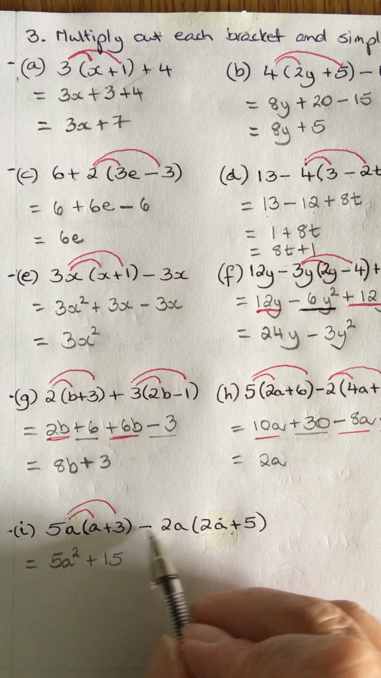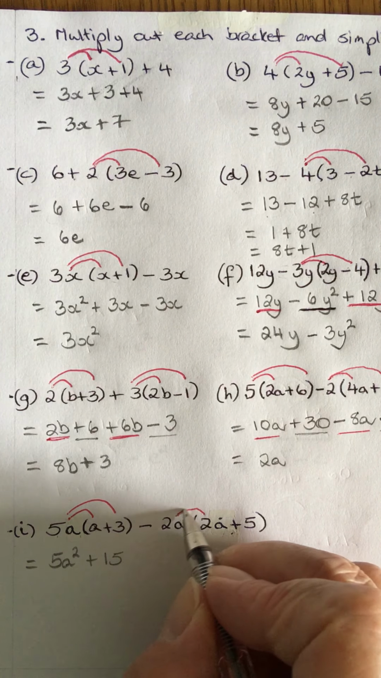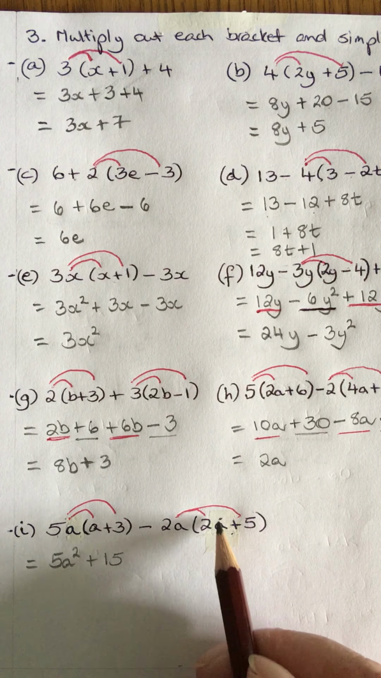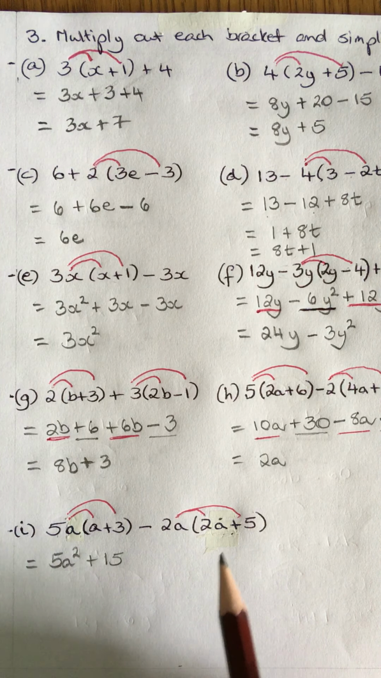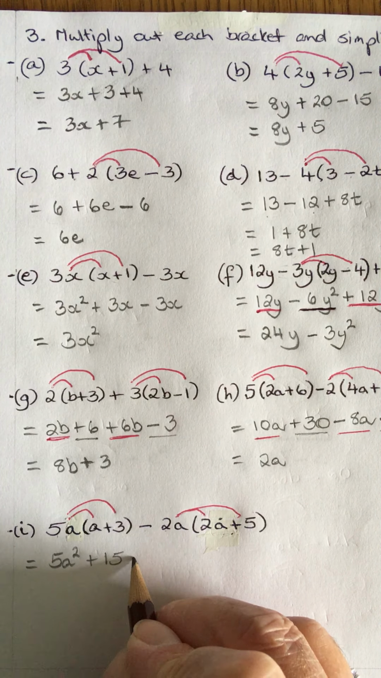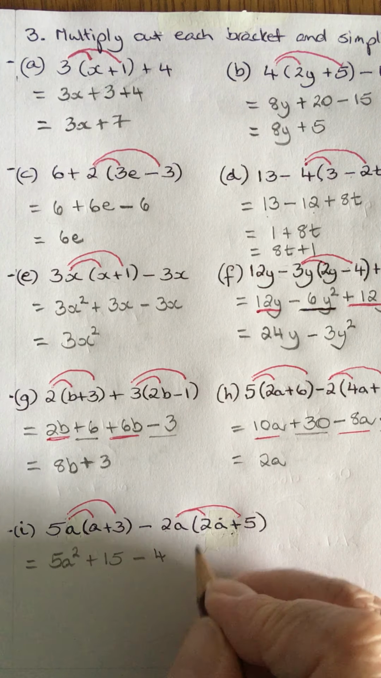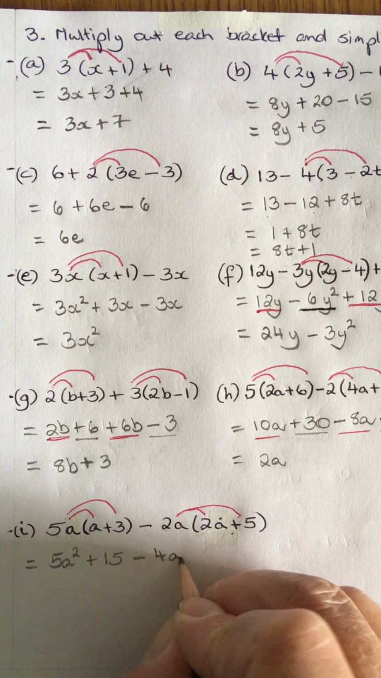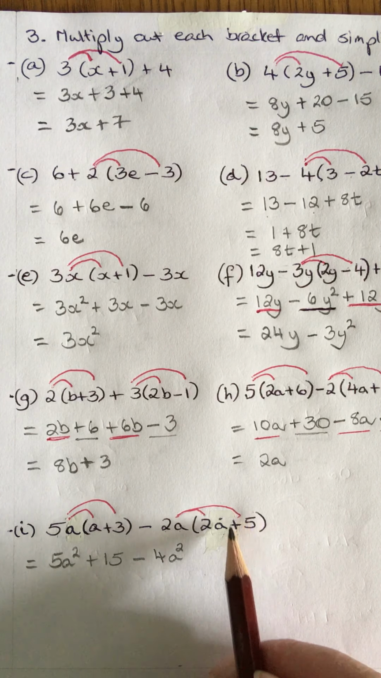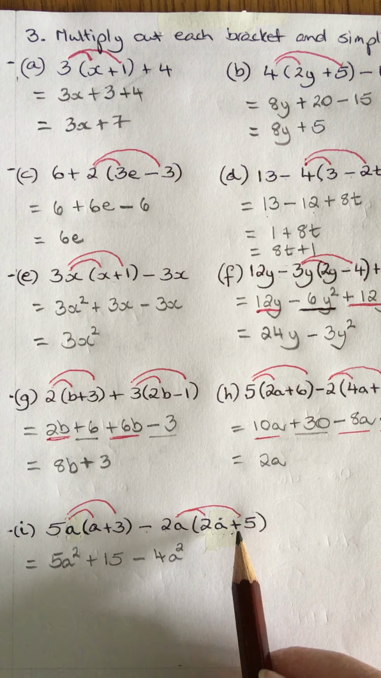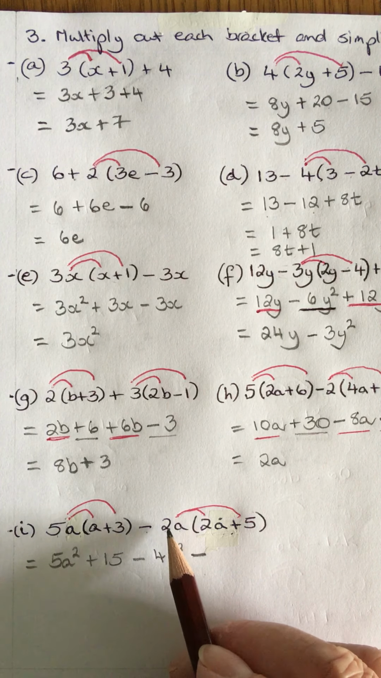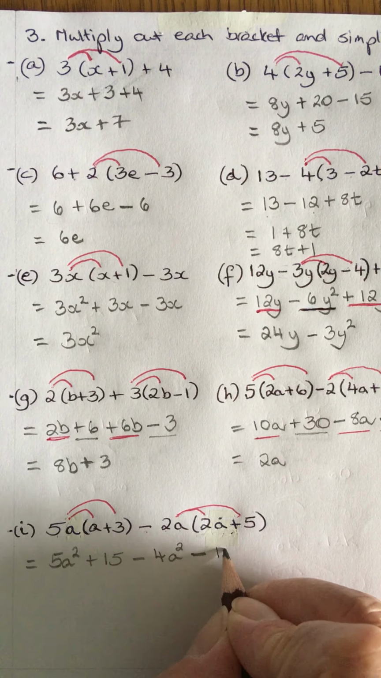Okay, now again we've got a negative here that you need to watch for. So you've got negative 2a times 2a. Not add, multiply. So you need to do negative 2 times 2 is negative 4. And the a times the a is a squared. Then you've got the negative 2a times a positive 5. Negative times a positive is again negative. 2a times 5 gives 10a.